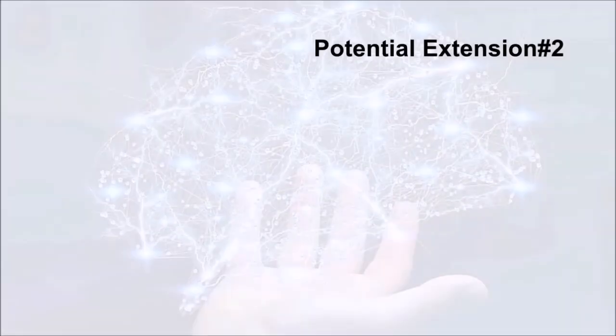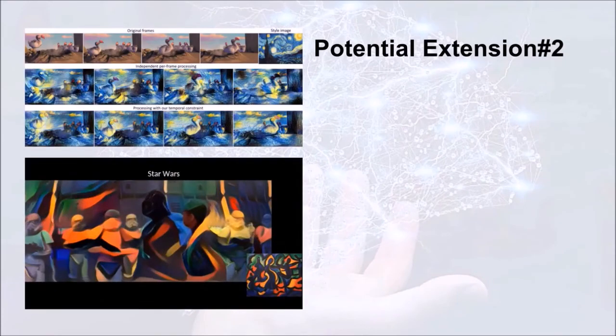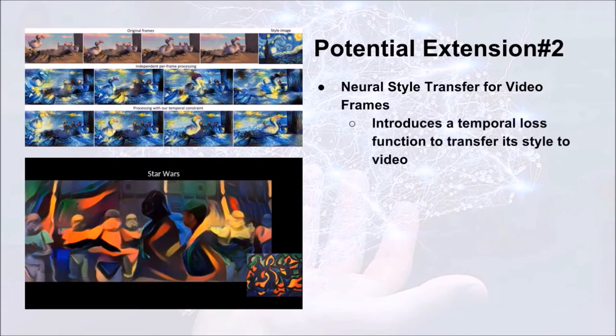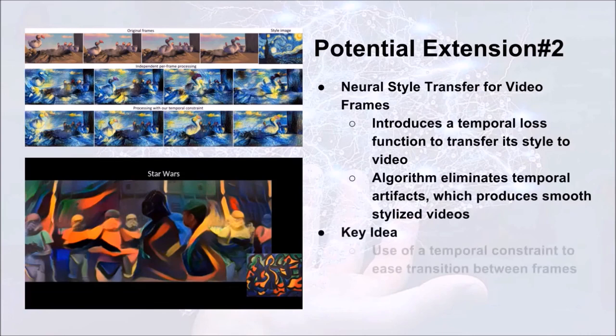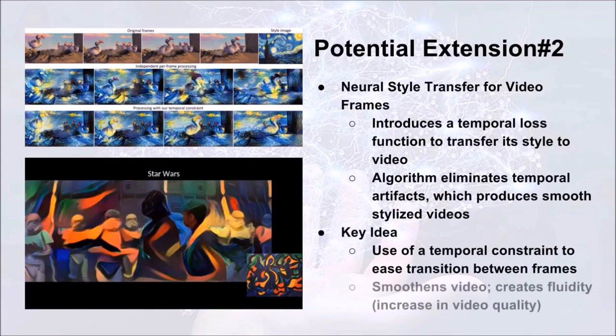Another work aimed at extending the algorithm from still images to video sequences is a neural video style transfer. Given a style image, the algorithm introduces a temporal loss function to transfer its artistic style to an entire video. The key idea behind the algorithm is to use a temporal constraint to preserve smooth transition between individual frames. The algorithm is shown to eliminate most temporal artifacts and produce smooth, stylized video.